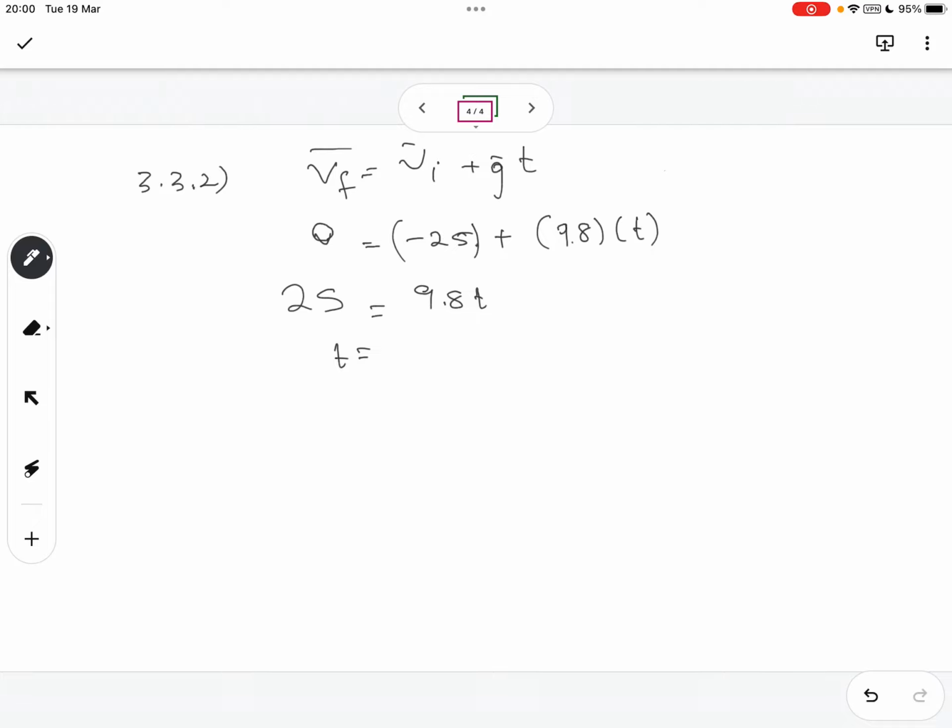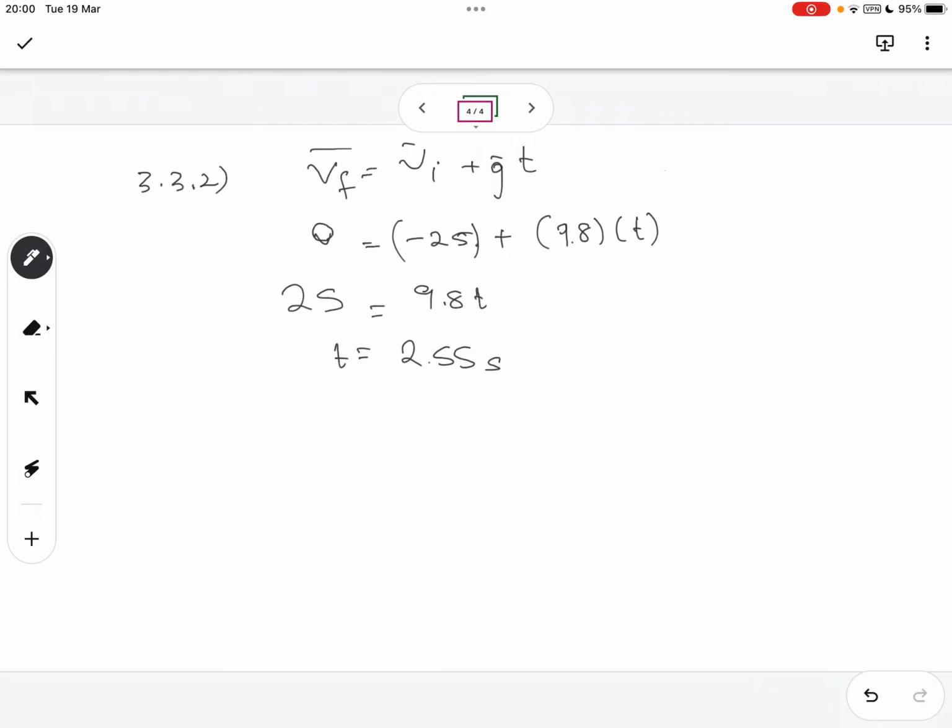So t equals 25 divided by 9.8. 9 goes into 25 twice or three times, so it's like 2.55 seconds. Yes, 2.55 seconds, but that's not the final answer.